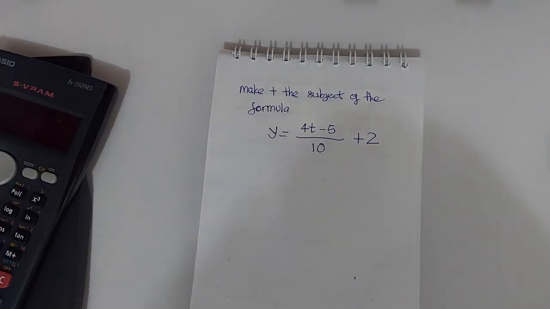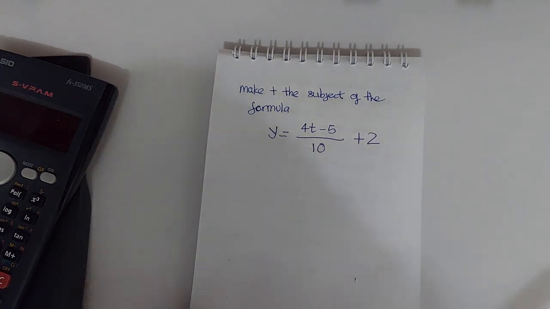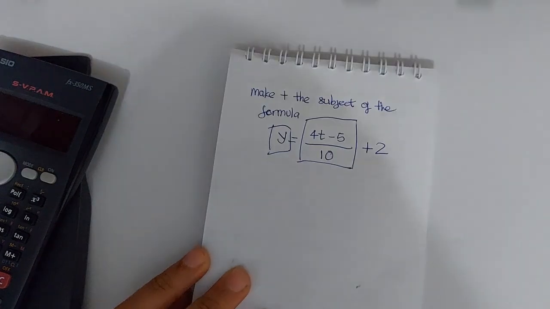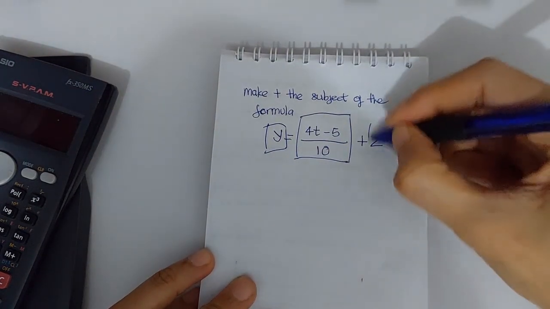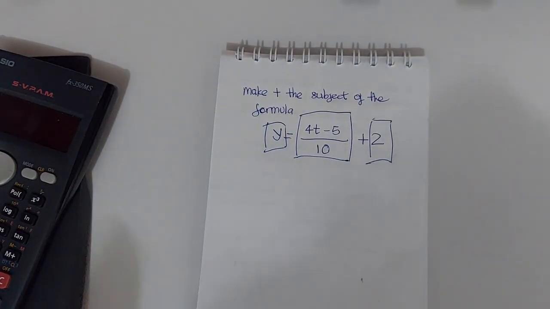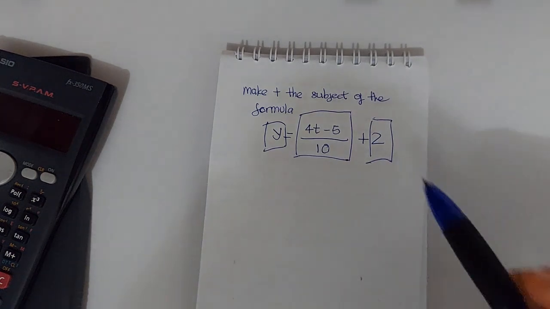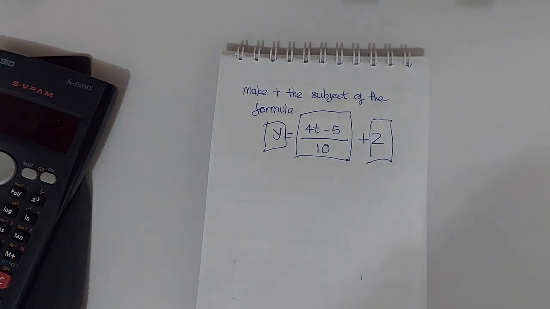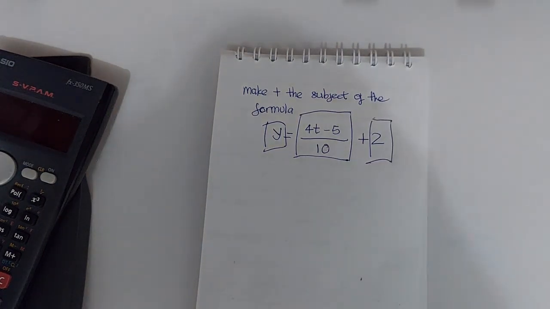So basically, if you look here, we're dealing with 3 big elements. It will be the Y, it will be the 40 minus 5 divided by 10, and then plus 2. There are 3 elements in this equation. Now we're trying to make the T become the subject of the formula. So what you need to do is make this element available on one side. And because this one is already positive, I will leave it on the right.